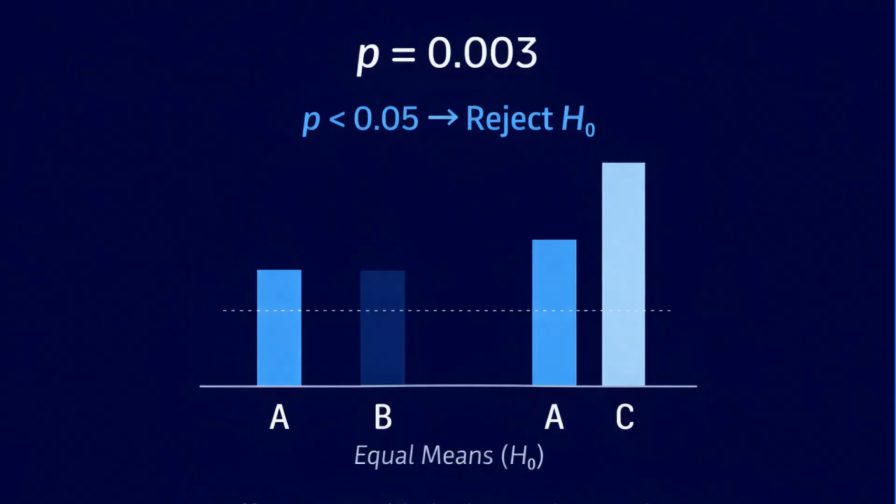Because 0.003 is less than 0.05, we reject the null hypothesis. We conclude that there is sufficient evidence that not all population mean exam scores are equal across the 3 teaching methods. A small p-value here means that the observed differences among the sample means are unlikely to be explained by random sampling variation alone if the population means were truly equal.